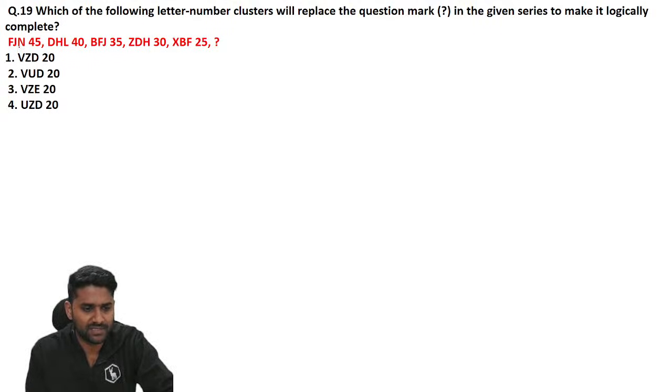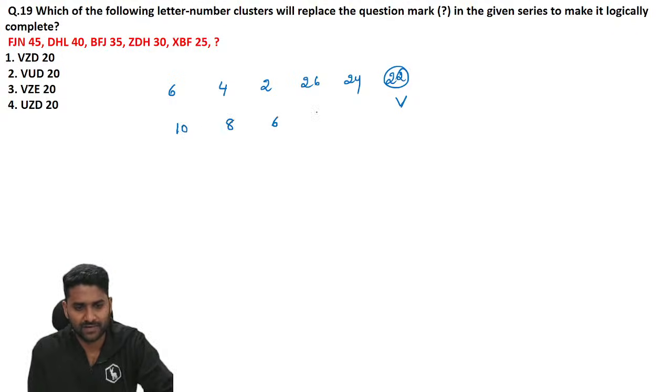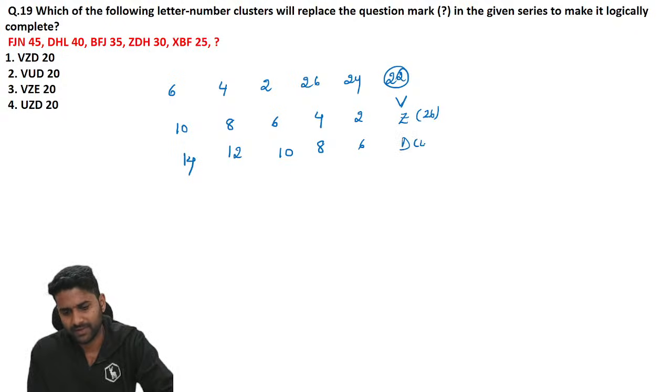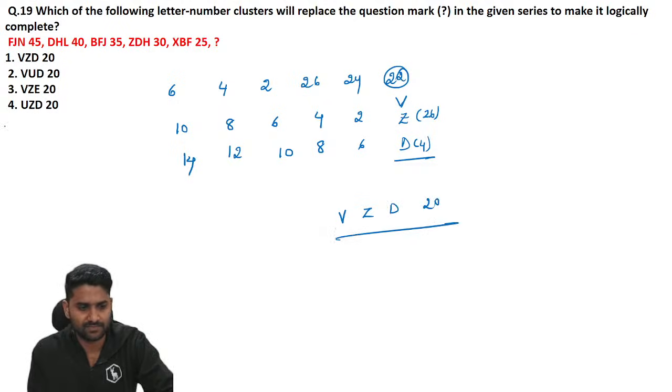See, for the alphabeticals: F is the sixth letter, then fourth letter, second letter, 26th letter, 24th letter, and we require the 22nd letter, which is V. J10, H8, F6, D4, B2, then we require the 26th letter, Z. Minus 2, minus 2, minus 2, that is the pattern they are following. Next one, N14, L12, J10, H8, F6, and the element is D. So V, J, D, 20 is the correct answer.